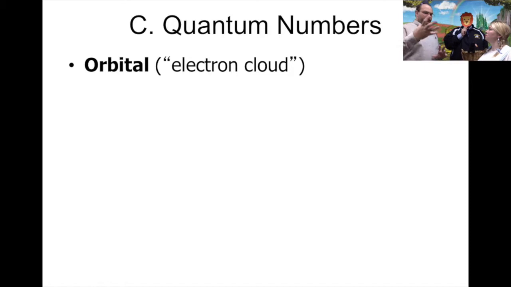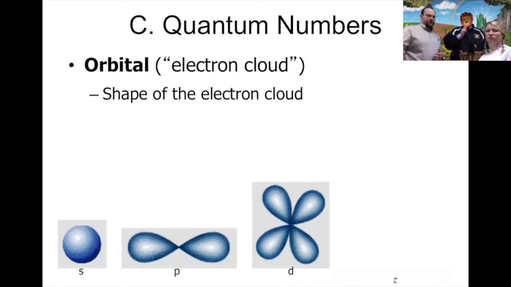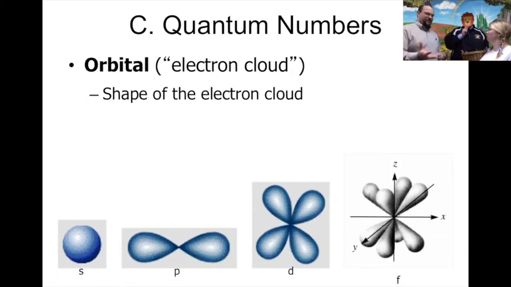Okay. So, we're going to talk about orbitals. Orbitals are those letters. Orbitals are just the shape that the electron cloud forms. So, those letters correlate to different shapes. Now, you're not going to really have to know the shapes. The shapes aren't super important. Just know that the orbital refers to the shape the electrons are orbiting in.